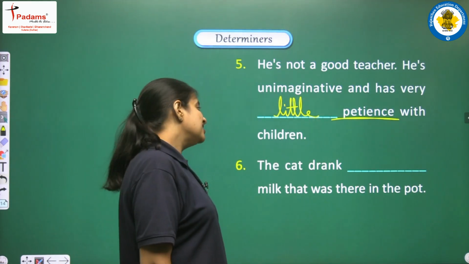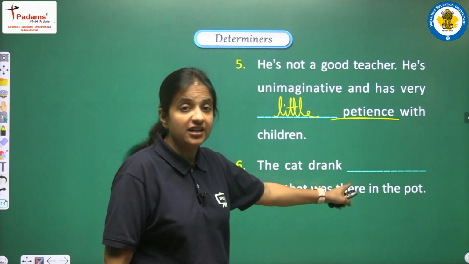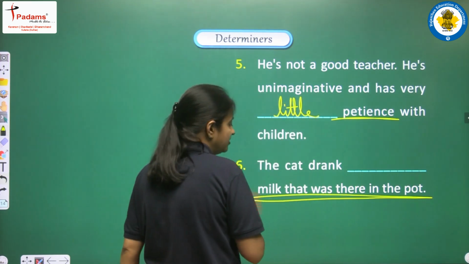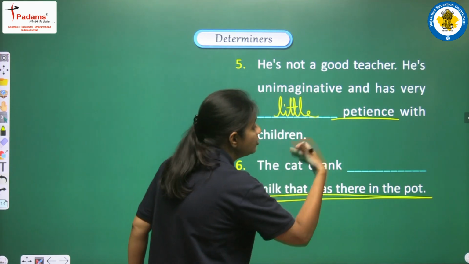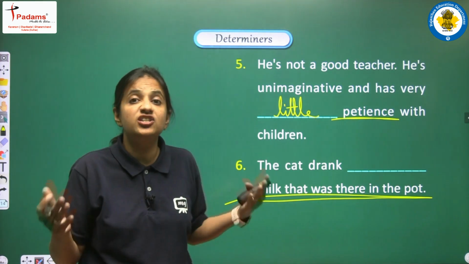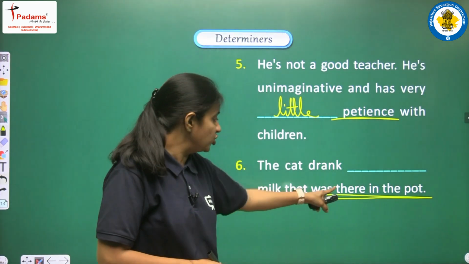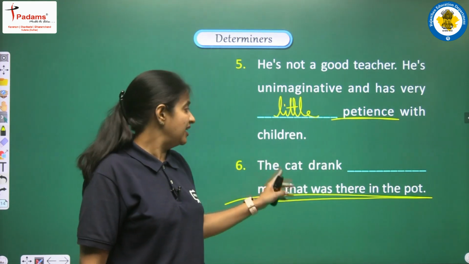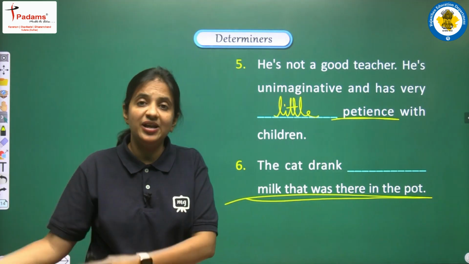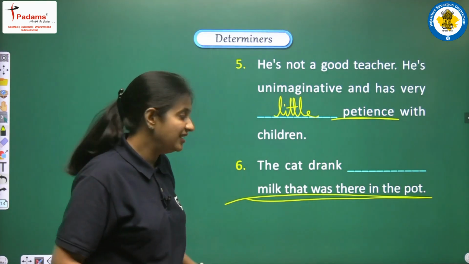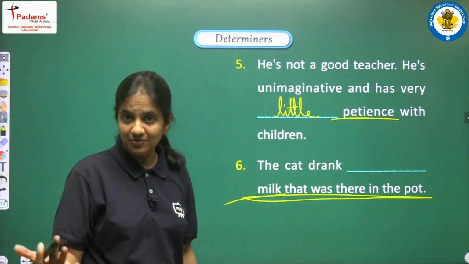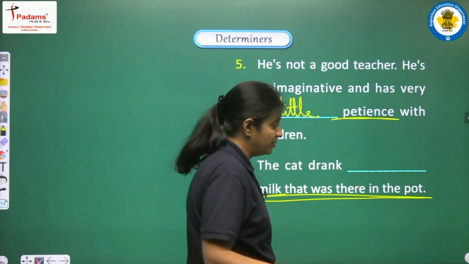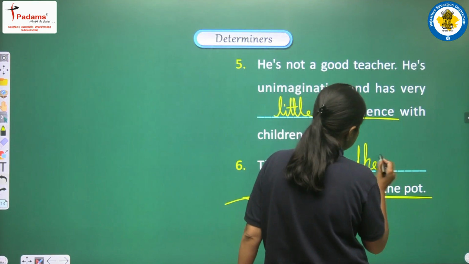Next sentence: the cat drank milk that was there in the pot. Just look at the sentence. Here we are saying that the cat drank the milk that was there in the pot. It means all the milk that was in the pot. So we are trying to show the total quantity of the milk that was there in the pot, and we are saying that the cat drank the entire milk. So yes, we are trying to show totality, and milk, we all know, is an uncountable noun. So we are trying to show totality, and that too for an uncountable noun. So for that we have to use the little.